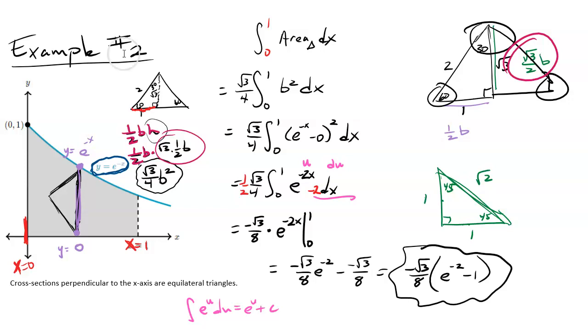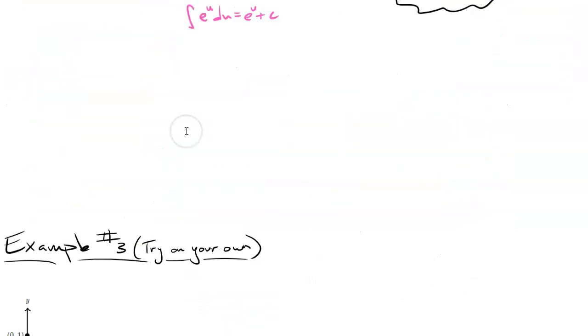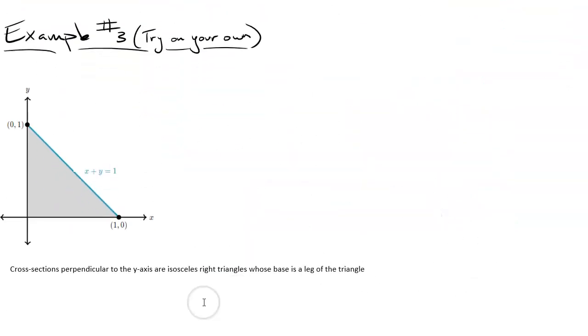Okay, because of time, let me just go right to the last one. I wanted you guys to be able to just try it on your own. Cross-sections perpendicular to the y-axis are isosceles right triangles whose base is the leg of the triangle. What that means is the triangles will be sticking up like that. So see if you can find this answer.